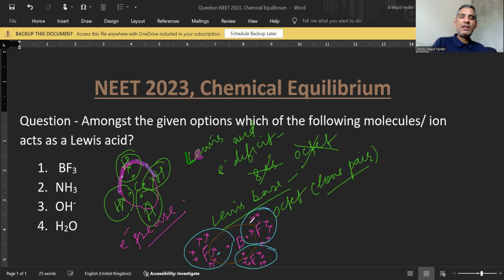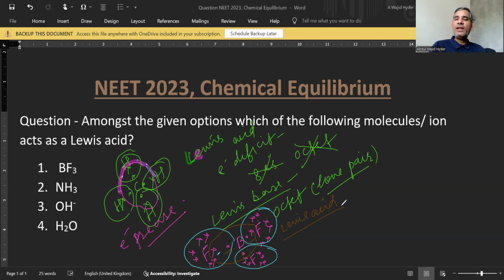But see, after sharing these 3 unpaired electrons of boron with the 3 fluorine atoms, the octet of boron is not yet completed. Here 2 electrons, here 2 after sharing. So total 6 electrons are there. Since octet is incomplete, so this BF3 will be acting as an acid, that is Lewis acid.